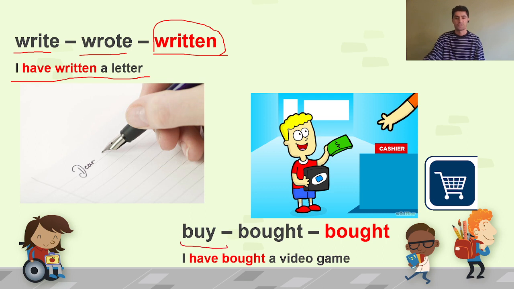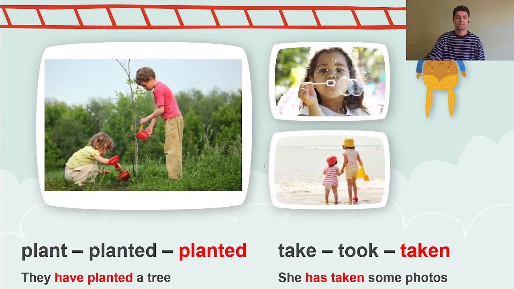Next verb is buy. Buy is also an irregular verb. Second form is bought, and the third form is the same. It's bought. So we use third form, and the example sentence is, I have bought a video game. Next is another two examples.